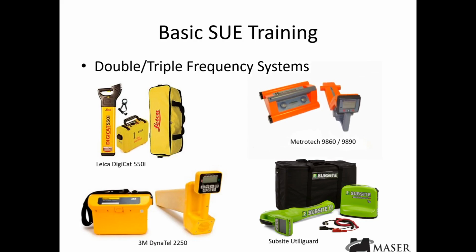The next systems we have are what we call double and triple frequency systems. So there's the Leica DigiCat, which you don't see very much here in the States. This system right here gets used a lot in Europe. I don't know why, but it tends to be their favorite in Europe. The Metrotech 9860 and 9890, and the difference between the two model numbers was the 9860 is 2 frequencies, the 9890 is 3 frequencies. The Dynatel 2250 is a 3 frequency system, and the Subsite Utiliguard is a 3 frequency system.